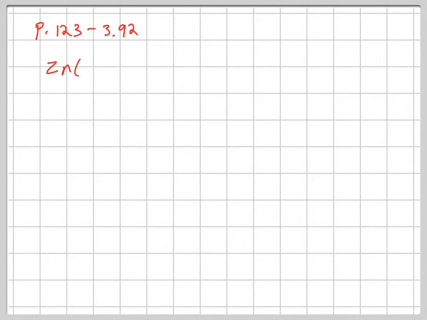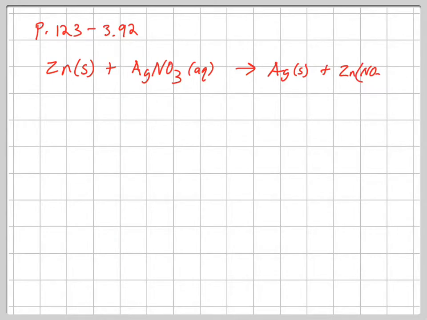So let me write the equation out. Zinc solid, which is what it says, zinc metal, plus silver nitrate, which is aqueous, that means it's dissolved in water. NO3, which is aqueous. Which will give us silver, which is a solid, and zinc nitrate, which will be aqueous. Because anything combined with nitrate will dissolve in water. I will say that again and again and again, and one day it will mean something to you.